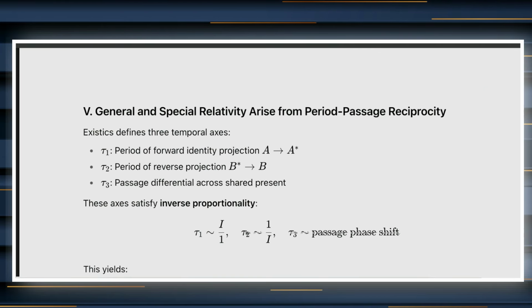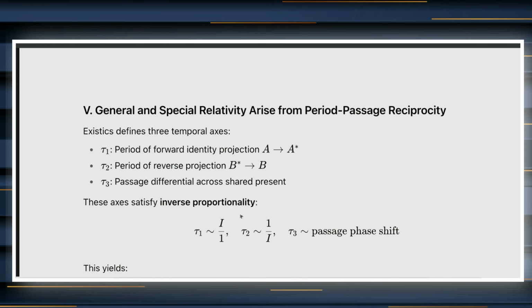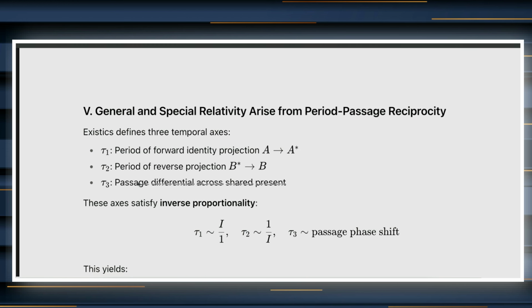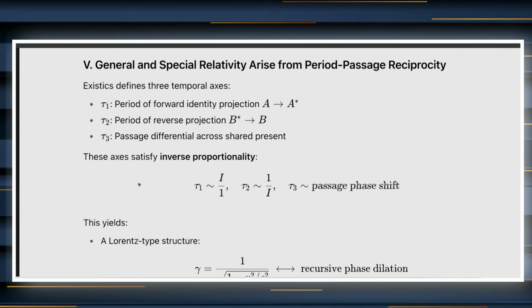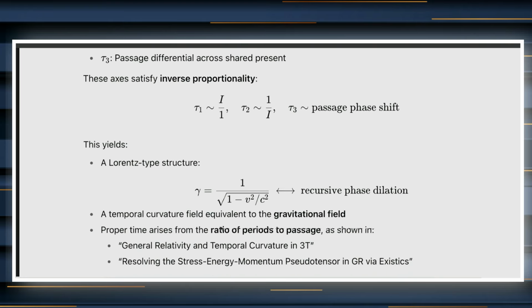All right. So general and special relativity. Wait. Oh, now we're going to derive general and special relativity from Existics? All right, this is getting to be too much. General and special relativity arise from period passage reciprocity. Existics defines three temporal axes. T1 is the period forward identity, and so on. We've gone over this stuff before. And here you can see we've got our Lorentz type structure, right?